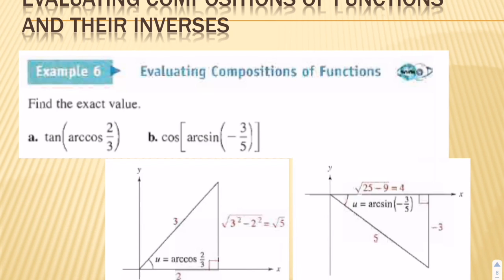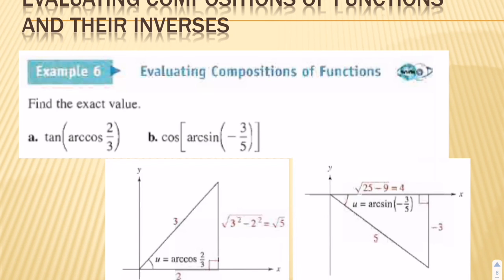Now let's look at B. We're taking the cosine of the inverse sine of -3/5. So we're talking about a negative ratio for sine. And we know that sine is considering looking at negative pi halves to positive pi halves, and so we actually have to go into the fourth quadrant and refer to the angle as something that's negative.